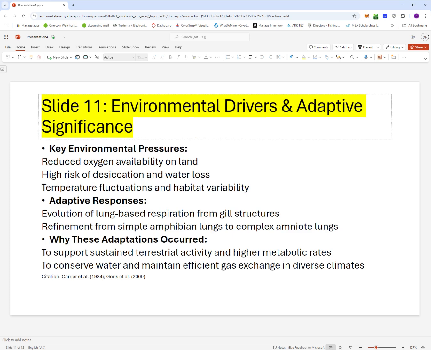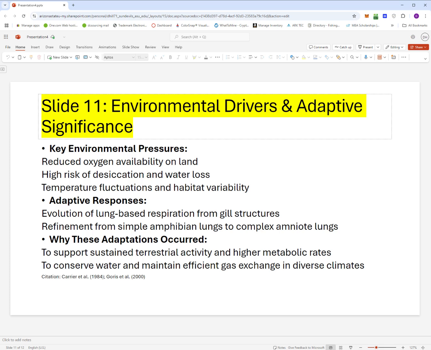Environmental pressures have been the primary catalyst for the evolution of vertebrates' respiratory systems. As vertebrates transitioned from water to land, they encountered a dramatically different environment. Oxygen is less abundant than in water, and the risk of water loss increases substantially. In addition, terrestrial habitats are characterized by significant temperature fluctuations. These challenges forced a complete overhaul of the respiratory strategies.